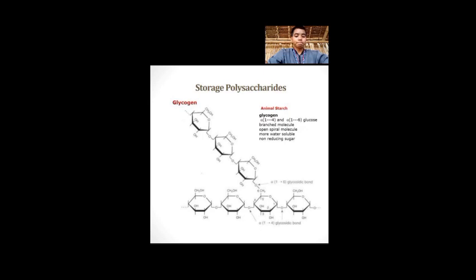Then, so what is the difference between the amylopectin and the glycogen? So amylopectin is insoluble in water, while glycogen is soluble in water.